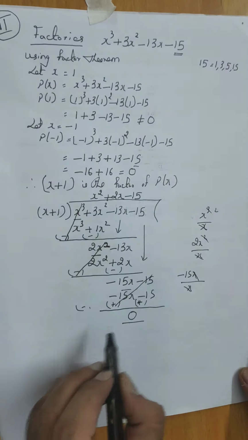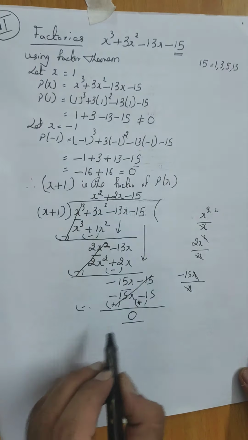Now here, what is the question? x square plus 2x minus 15. Clear? Now I'll find the factors of this. That is splitting of the middle term. Here the coefficient is 1, so 1 into 15, I'll get 15. Now I'll write down the factors of 15. I can write 15 as 3 into 5, or I can write 15 as 15 into 1.